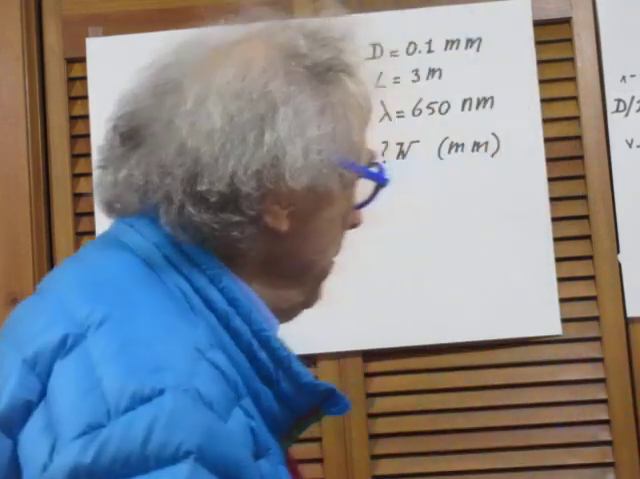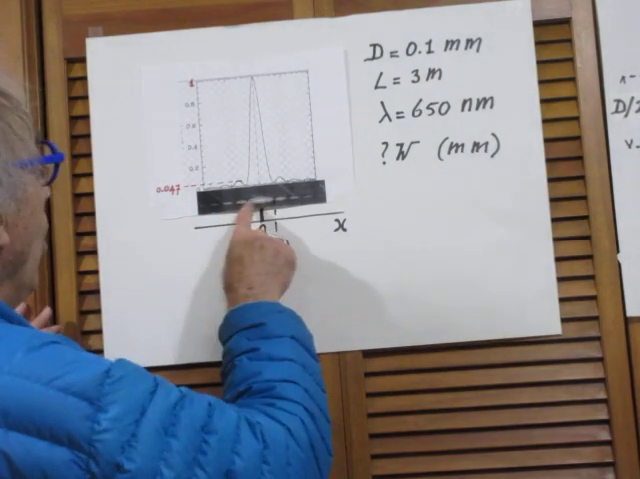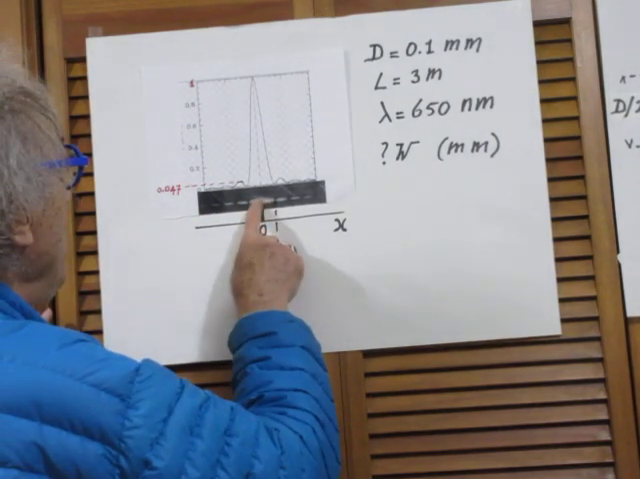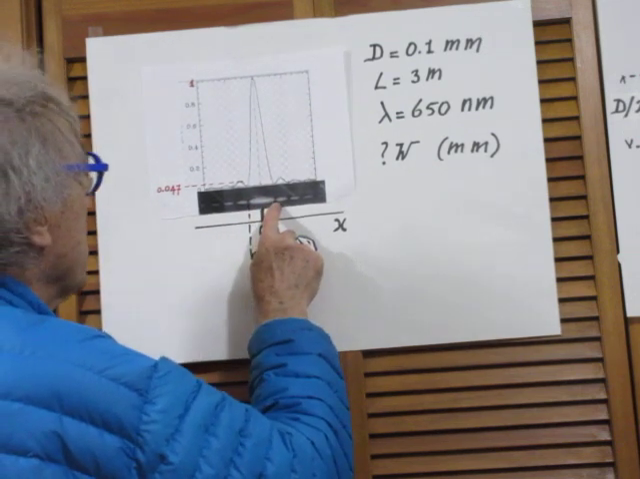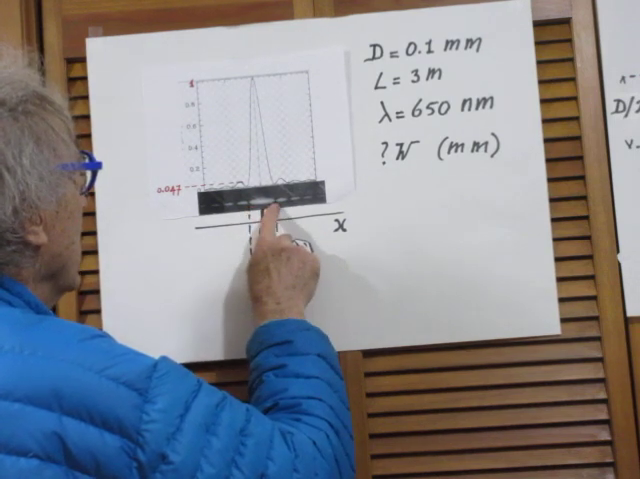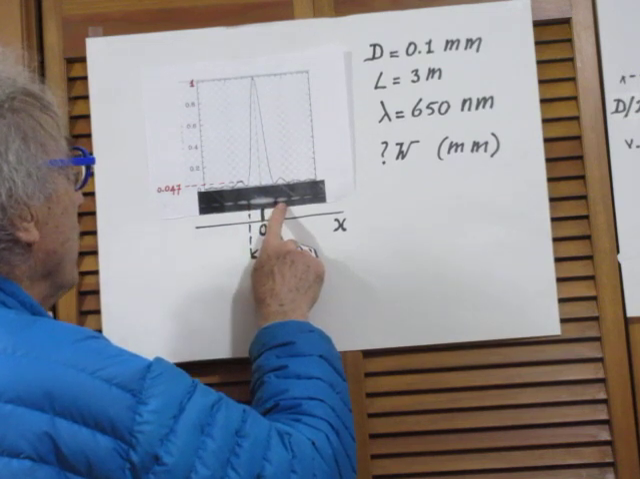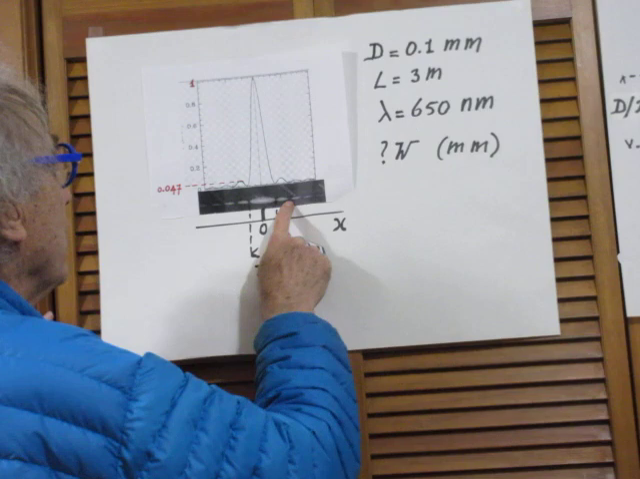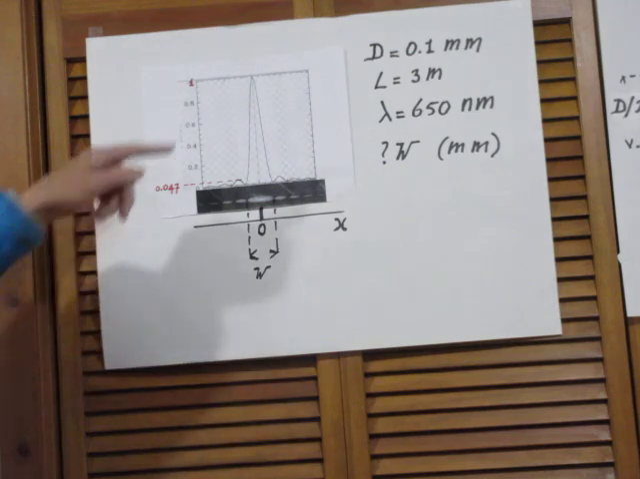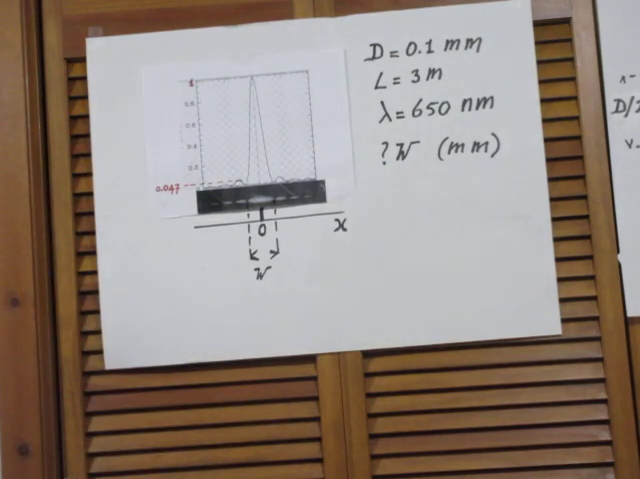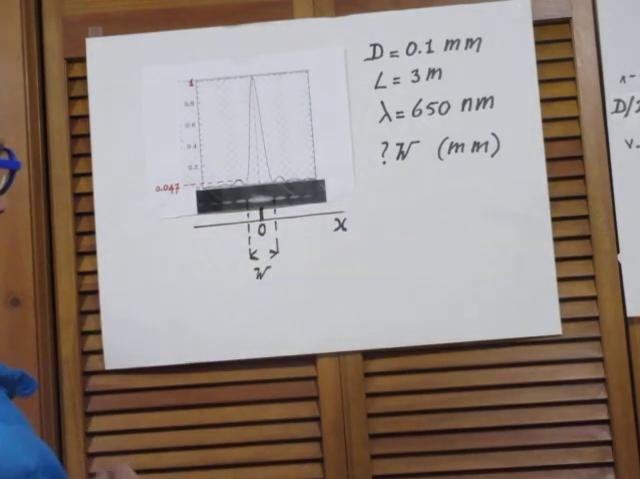And we see a pattern that I described. You will see on the wall quite a bright maximum. And then you see points on the side with zero intensity. We call that destructive interference. And then you see a little bit more light, and again another destructive interference, and another, and you see them on both sides. And here you see the curve, the intensity of the light as a function of X on the wall. The slit is vertical.